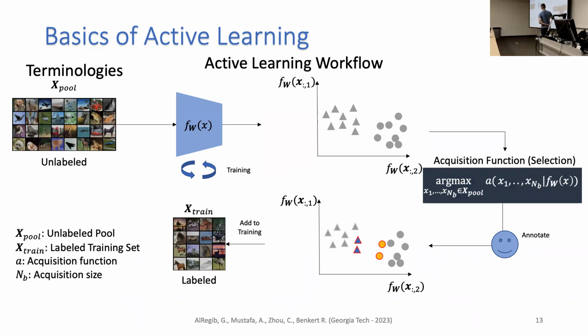Now I want to open up this big black box where we previously had select data points. So we start with this unlabeled data pool that you see over here. We push it through our model, which is f_W(X) with the weights W, where X is this unlabeled pool. And as you already mentioned, this model is already trained beforehand on this labeled training subset, which we have.